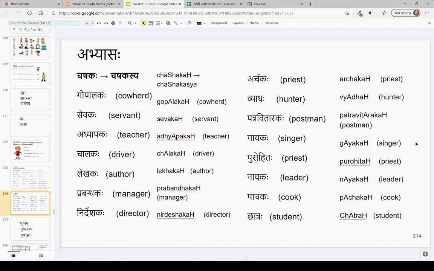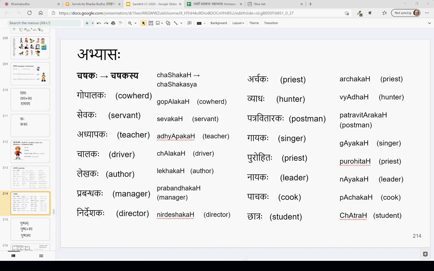Jay. Gopalakasya Dhenuhu. अध्यापकः, अध्यापकस्य फलकं. चालकः, चालकस्य वाहनं. Okay.